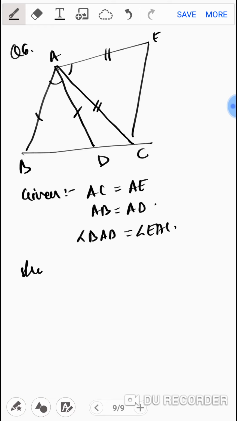And what you have to prove? You have to show BC is equal to DE. Shall we start? Yes, that's the solution now.